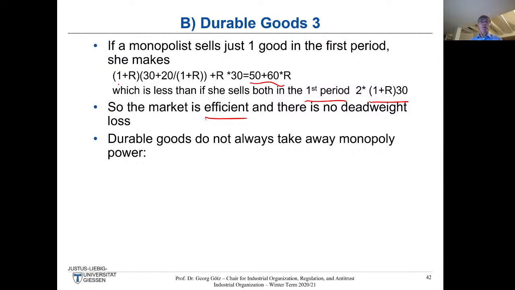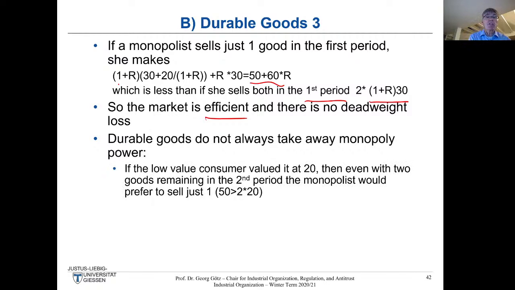Just assume for a minute that the low value consumer has a willingness to pay not of 30, but of 20. Okay? Then you will see that with durable goods, this Coase conjecture does not always take away the monopoly power. Because what happens then? If we have a low value consumer with a willingness to pay of 20, then in the second period, if you serve both consumers, you get just 2 times 20. So if the high value consumer didn't buy in the first period, you still would sell at a price of 50 in the second period, okay?